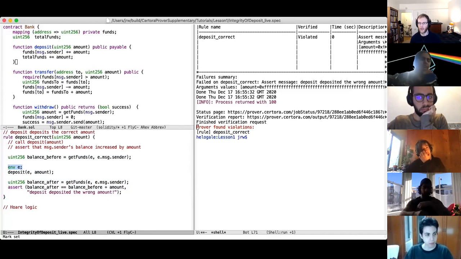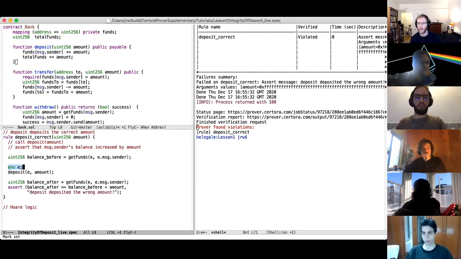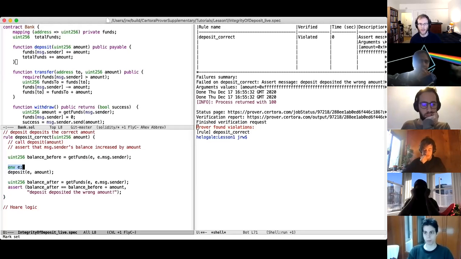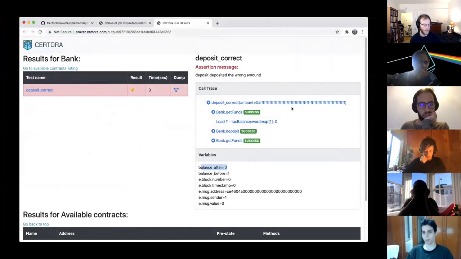So for all possible message.senders and for all possible states of the contract, for example, we haven't constrained the funds map at all. We haven't constrained total funds at all. So it's going to analyze the contract in all possible storage scenarios, basically. And so when you look at this output and you see that it picked this particular amount, the maximum integer, and these particular values, it didn't have to be that way. There are other counterexamples, other outputs that it could have given to reflect the same bug.